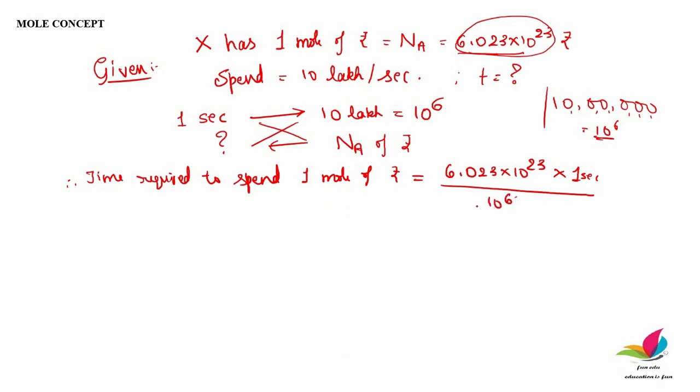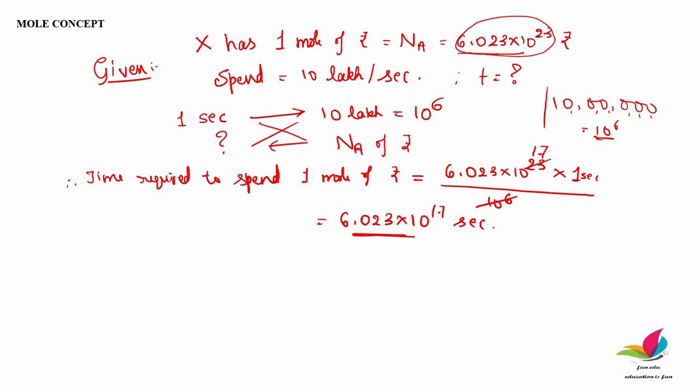So how much will you get? The 10 to the power 6 will get cancelled here. So you will get 10 to the power 17, correct. So you will get 6.023 into 10 to the power 17. What is this? Into second, right? So this is second. So the time required to spend 1 mole of rupees, that is Avogadro number of rupees, will be 6.023 into 10 to the power 17 seconds.